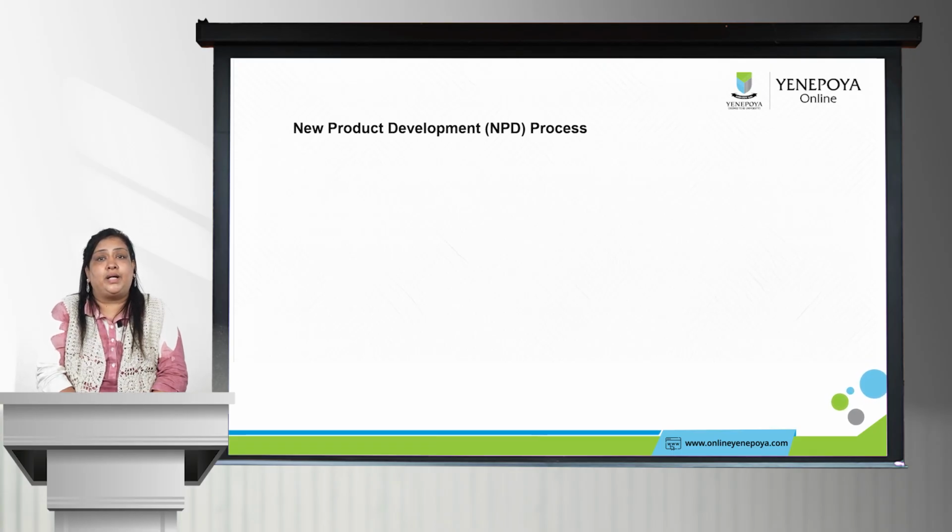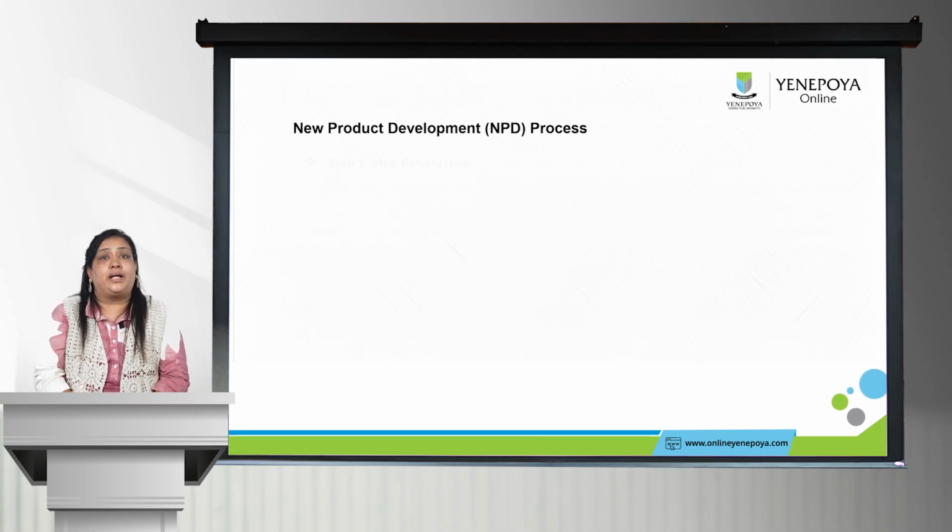But turning that idea into an actual product, that's the real challenge. Great products don't just happen, they follow a structured journey. And that's what we call the new product development process. Let's break it down step by step.